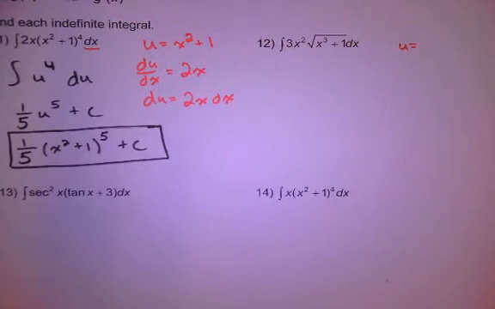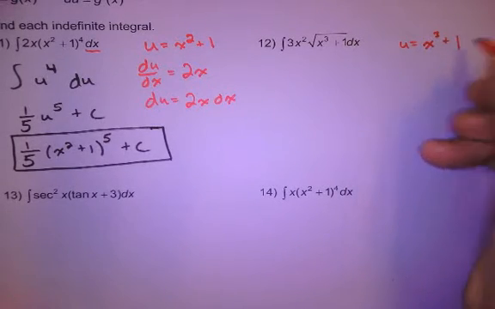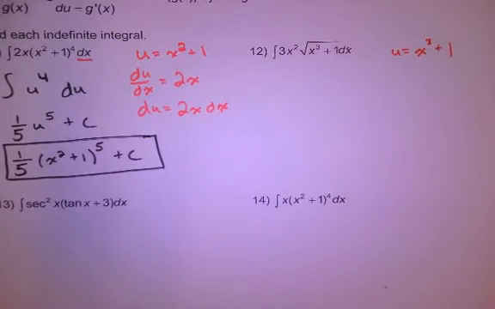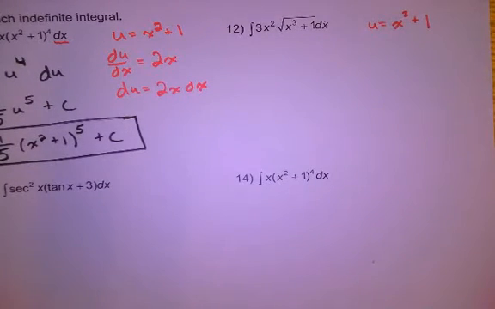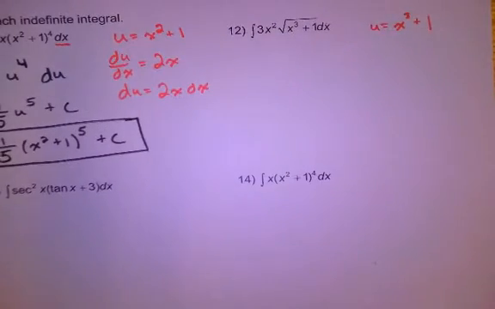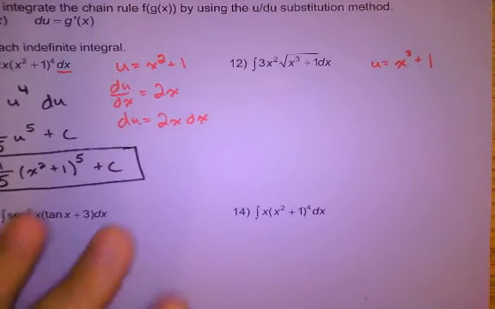X cubed will not work by itself. It needs to be everything underneath it. So it needs to be x cubed plus 1. It needs to be everything, because if not, then you'd have to do another u sub again. It'd be a double u. And guess what letter I use? I use a w.